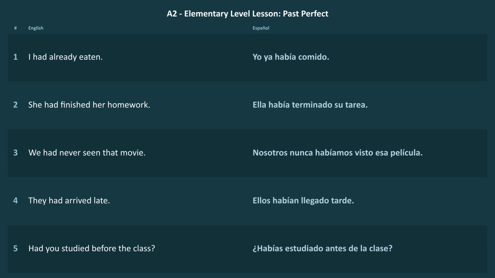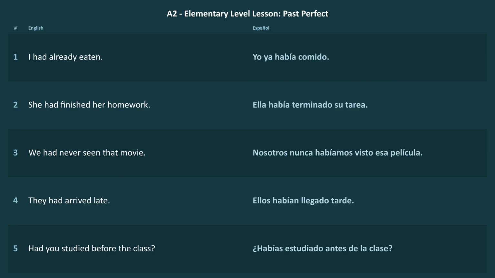Today, we're learning one of the most useful story building tools in Spanish, the past perfect, or in Spanish, el pluscuamperfecto. Don't worry, the name sounds like a superhero, but the idea is actually simple. The past perfect means had done something. It talks about an action that happened before another past action. So in English, if you say, I ate, that's just past. But if you say, I had eaten, now you're looking further back in time. It's the past before the past.